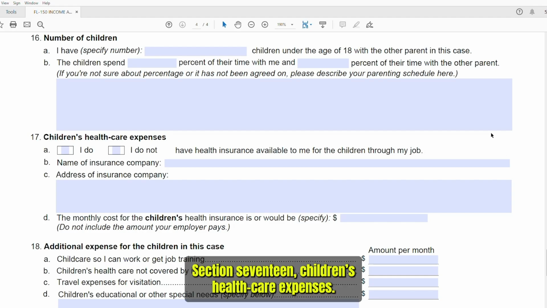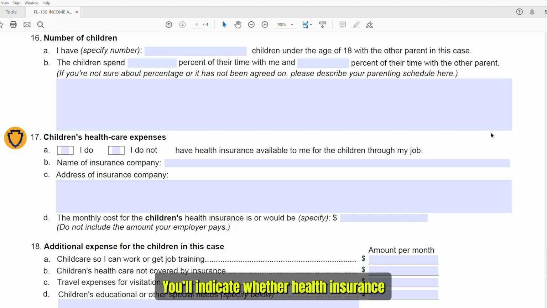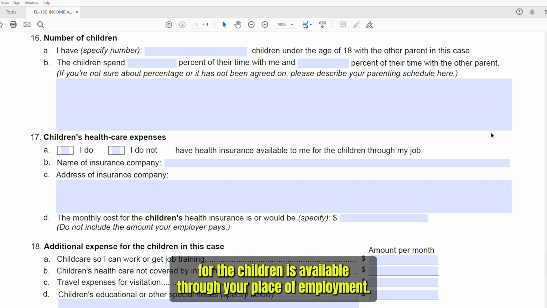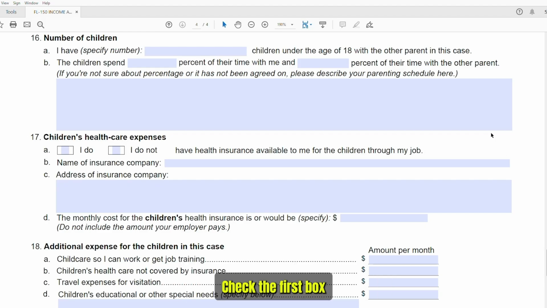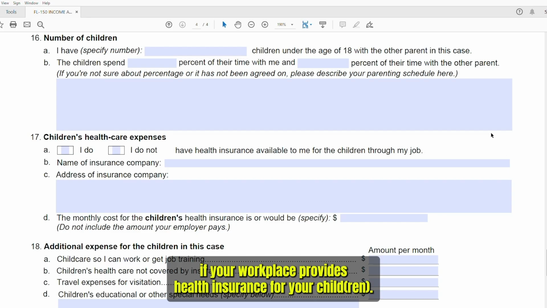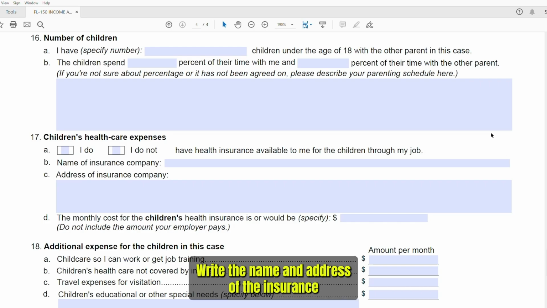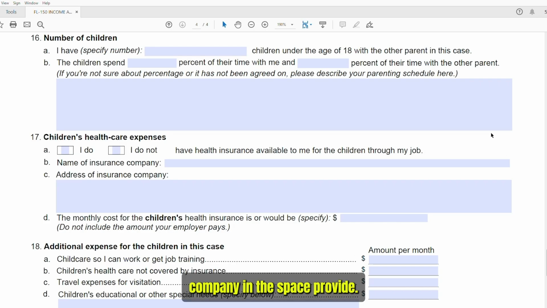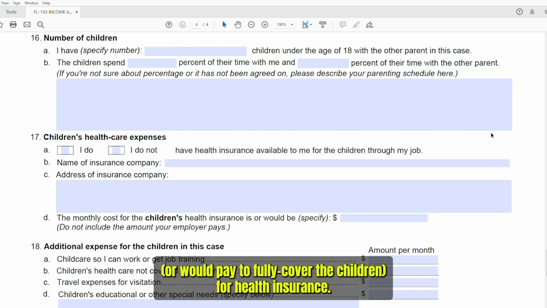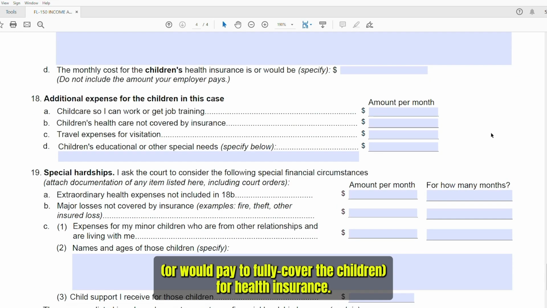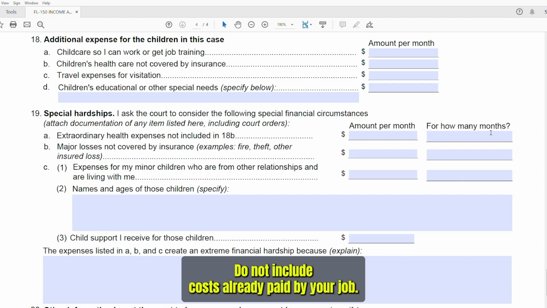Section 17, Children's Health Care Expenses. You'll indicate whether health insurance for the children is available through your place of employment. Check the first box if your workplace provides health insurance for your children. Otherwise, check the second box. Write the name and address of the insurance company in the space provided. Fill in the monthly amount you pay or would pay to fully cover the children for health insurance. Do not include costs already paid by your job.